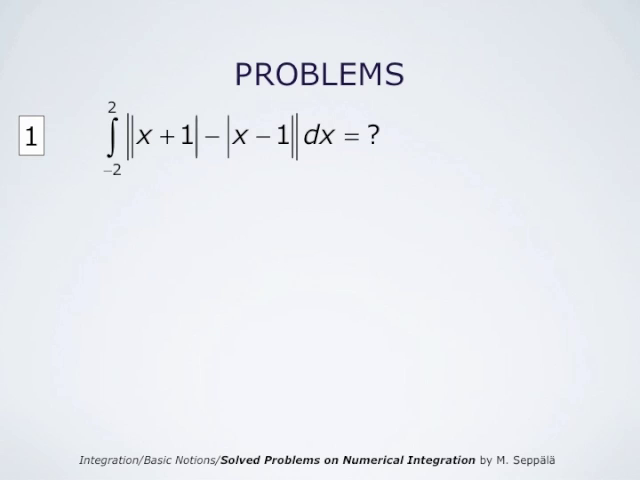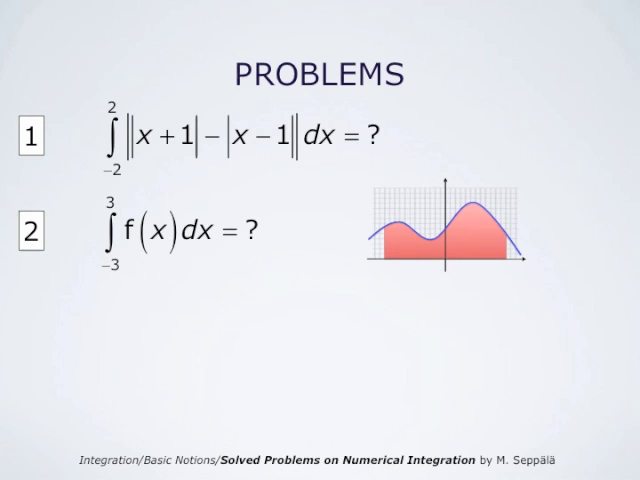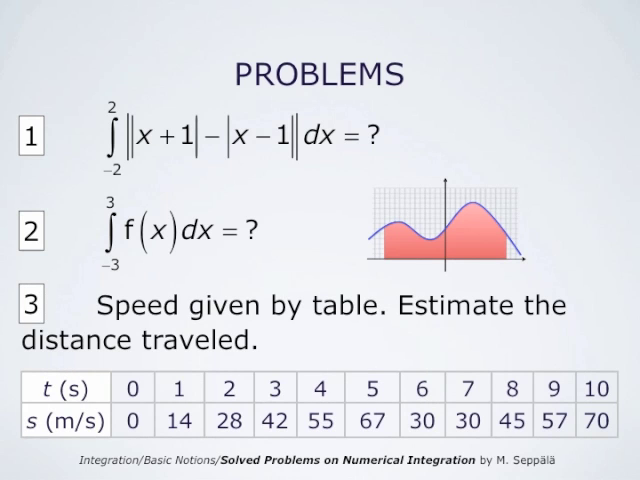be computed. In the second problem, the graph of the function is given, and our task is to estimate the value of the integral from -3 to 3 of this function based on this graph. That is, we must estimate the value of the red area in this figure. In the third problem, the speed of a car is given by a table, and we have to estimate the distance traveled.